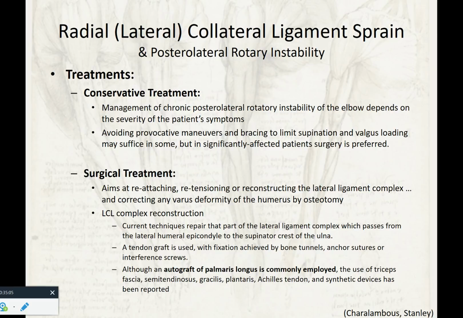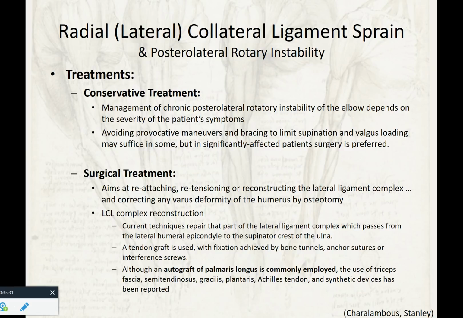So surgical treatment aims at retensioning or reconstruction of the lateral ligament complex and correcting any varus deformity of the humerus by an osteotomy, which is where they take a wedge out of bone to reposition it and try to improve alignment. In LCL complex reconstruction, we'll go over this now.